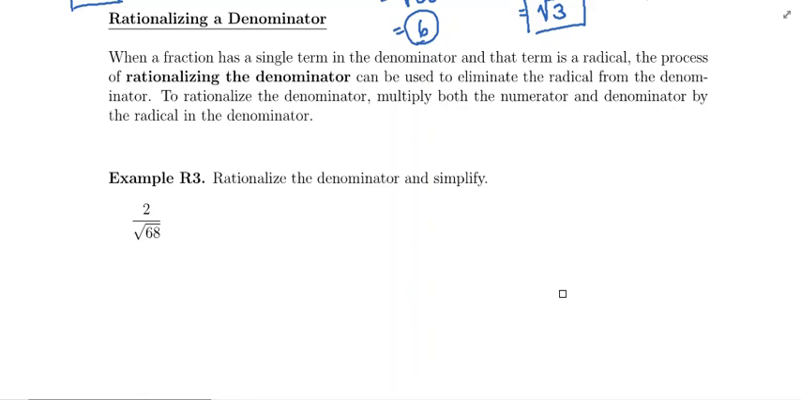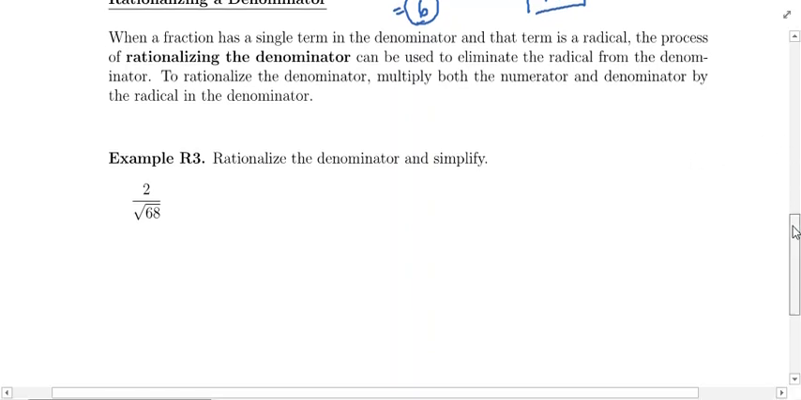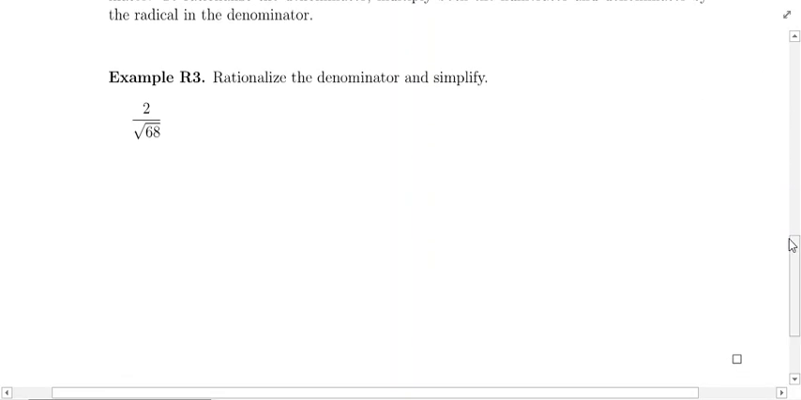So in example R3, it says to rationalize the denominator and simplify. What I'm saying is, if you are stating an answer and your answer is going to involve a square root, you have to make sure of 2 things. One, the square root needs to be simplified like we've been doing. And secondly, if the square root lives in the denominator, you need to rationalize the denominator and move the square root to the numerator and get it out of the denominator.